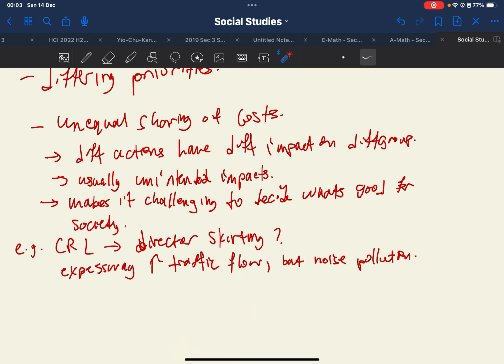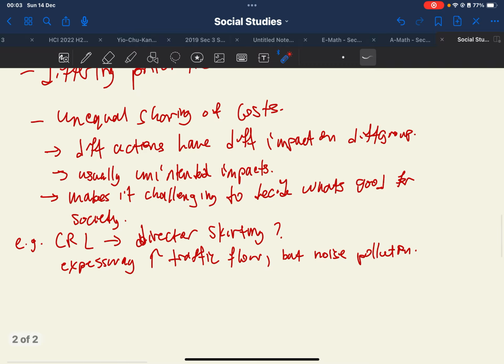Okay, so another example is an expressway to improve traffic flow, but it will increase noise pollution for those people who are maybe sleeping in on a Saturday or Sunday. You know what I mean?